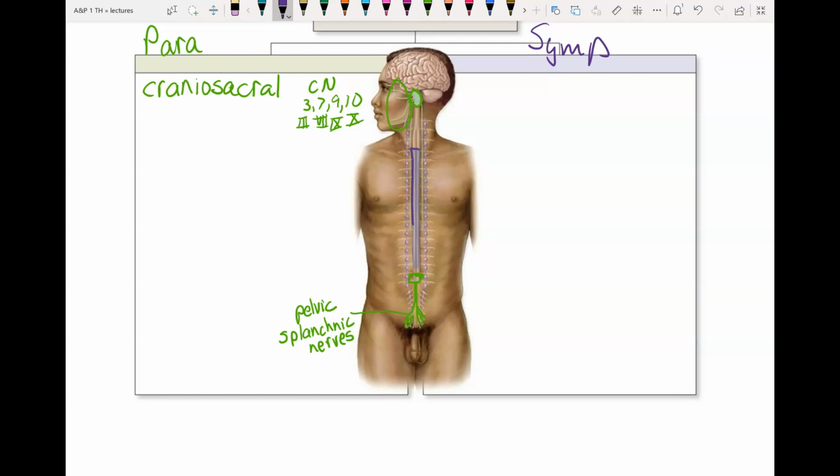For sympathetic, it comes from all of this part of the spine. So this is the thoracic and lumbar. So because of that, it is also called the thoracolumbar.